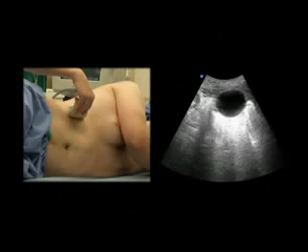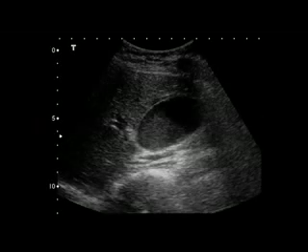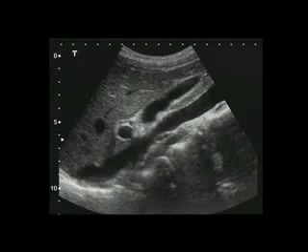Pushing on the probe while the gallbladder is centered in view may elicit an exacerbation of the patient's pain. This is known as a sonographic Murphy's sign. Finding sludge in the gallbladder is common, although nonspecific. Locating and evaluating the common bile duct can be technically challenging.